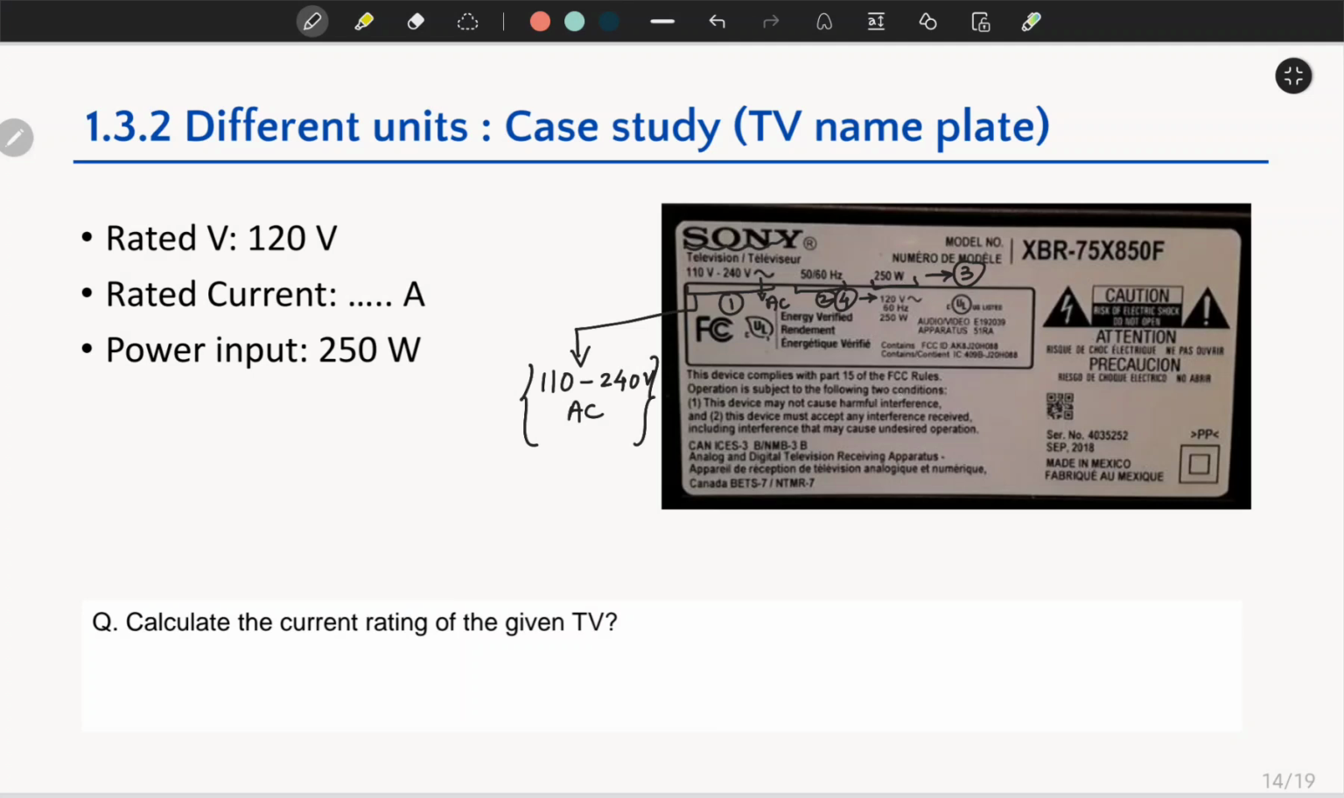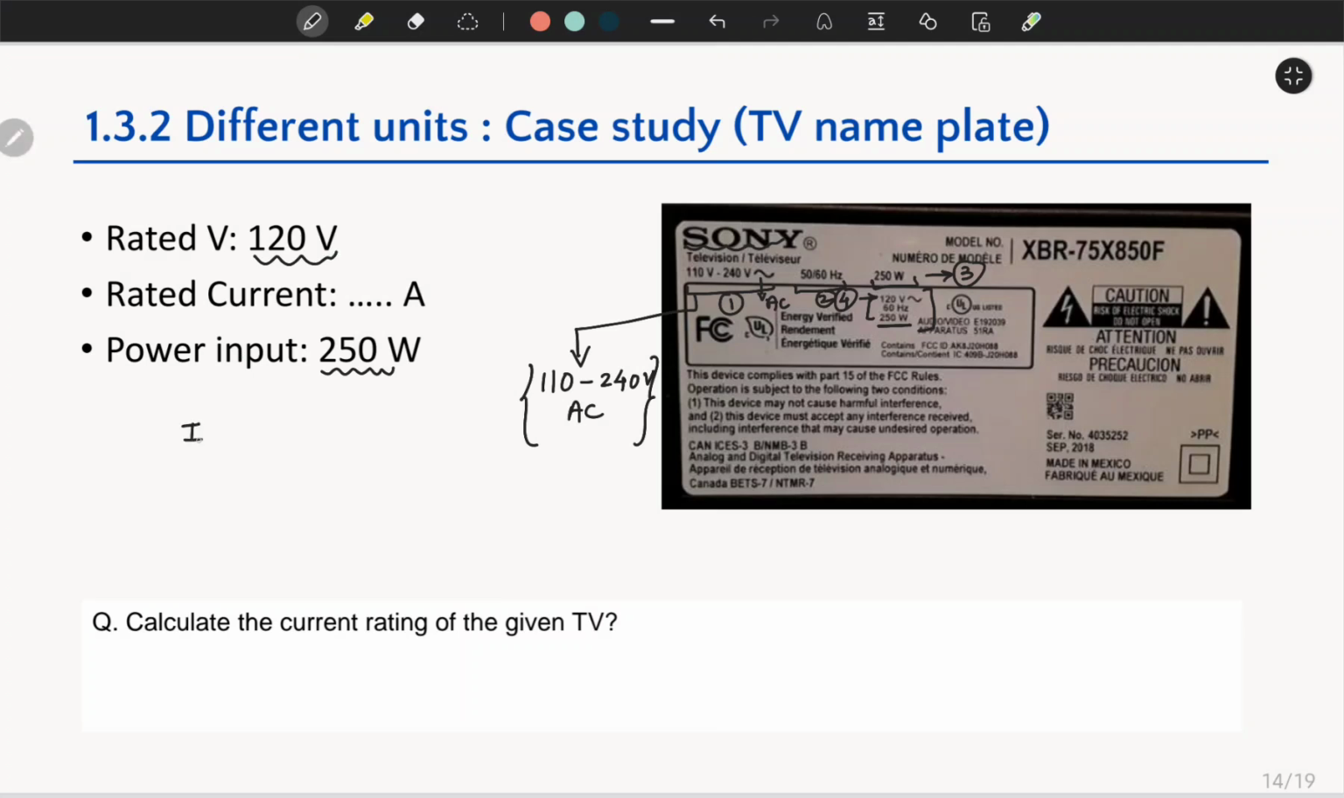Now this 250 watt, here we can see they have mentioned that this 250 watt will be applicable when my voltage is 120 volt and my frequency is 60 hertz. So the power requirement or the power input for the television is 250 watt at 120 volt. Now we can calculate how much current it will draw.